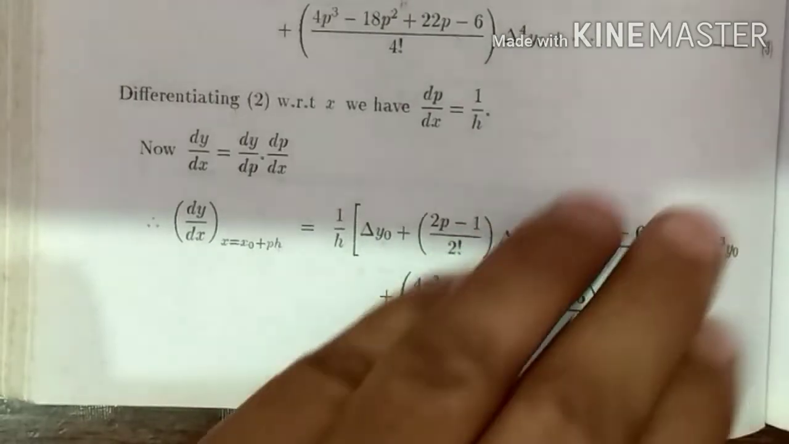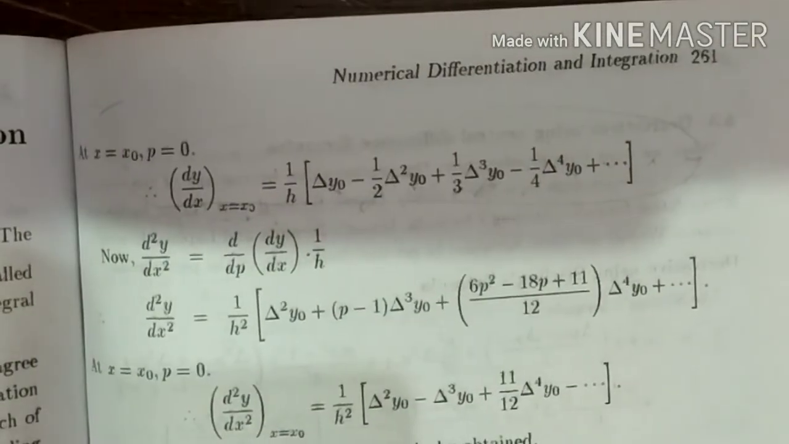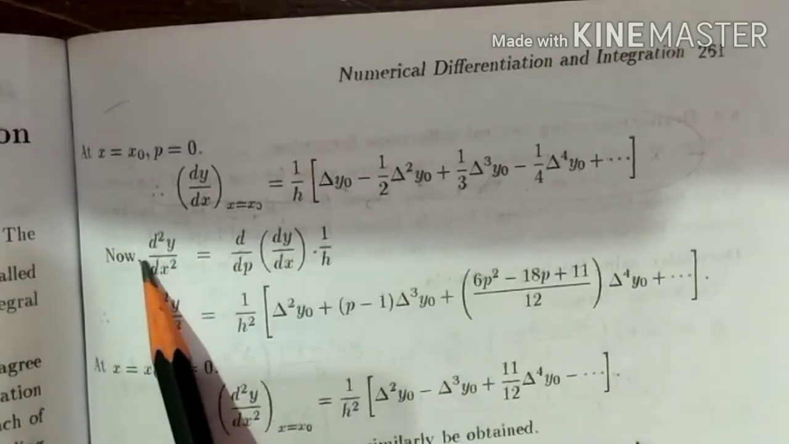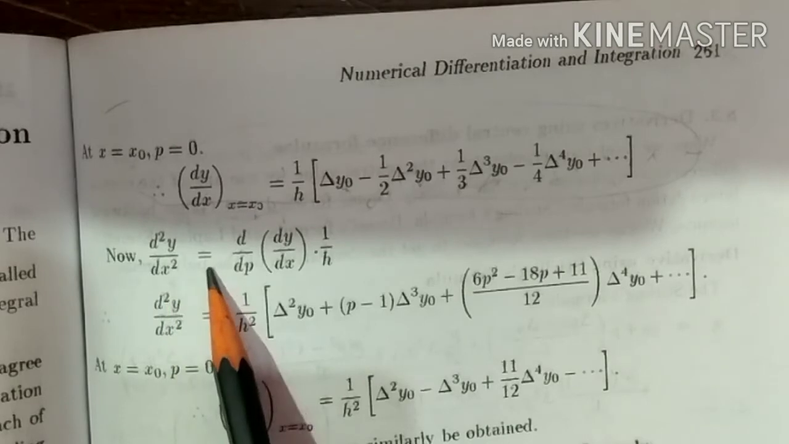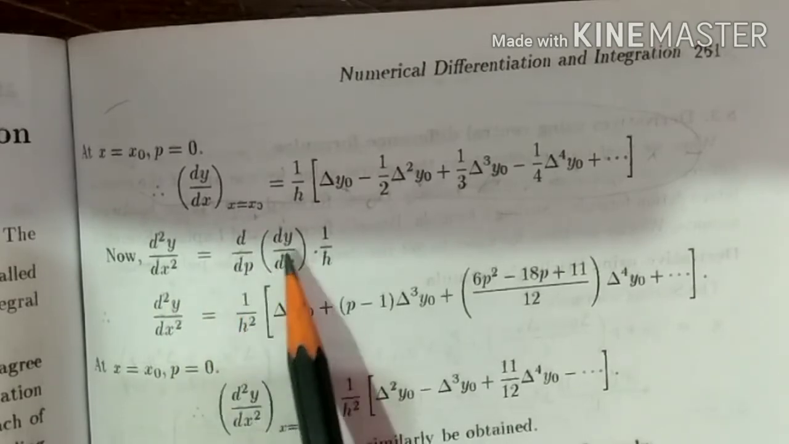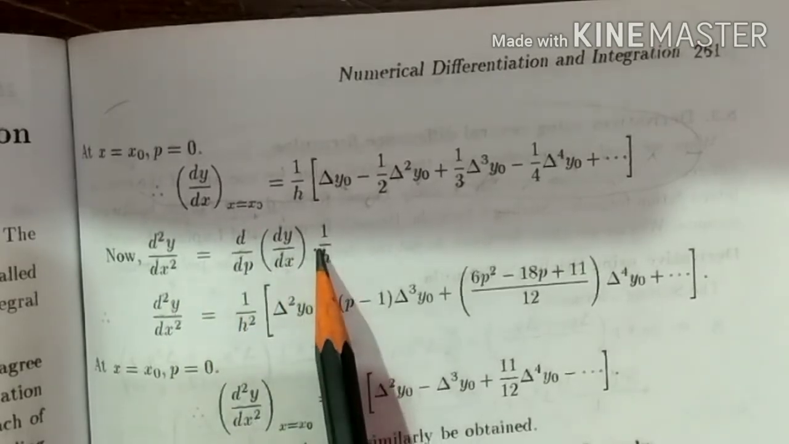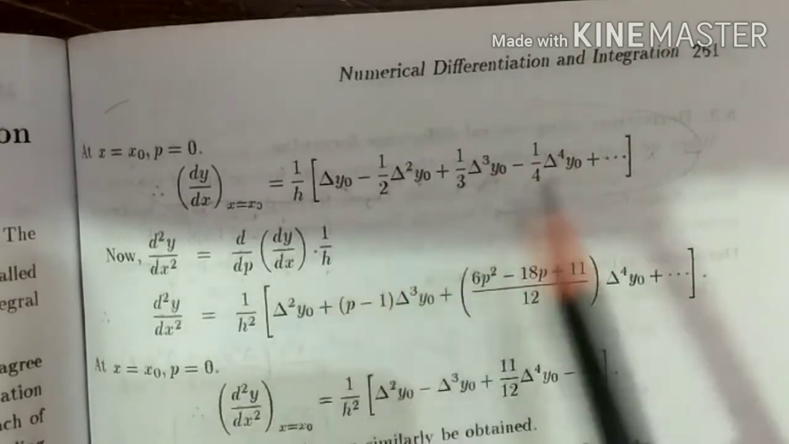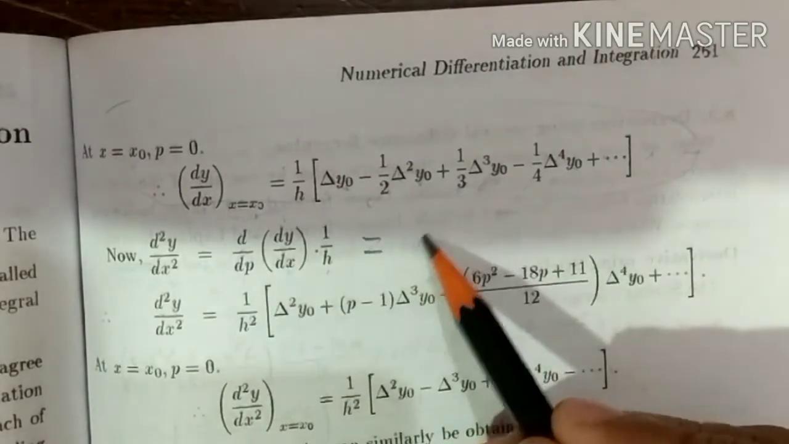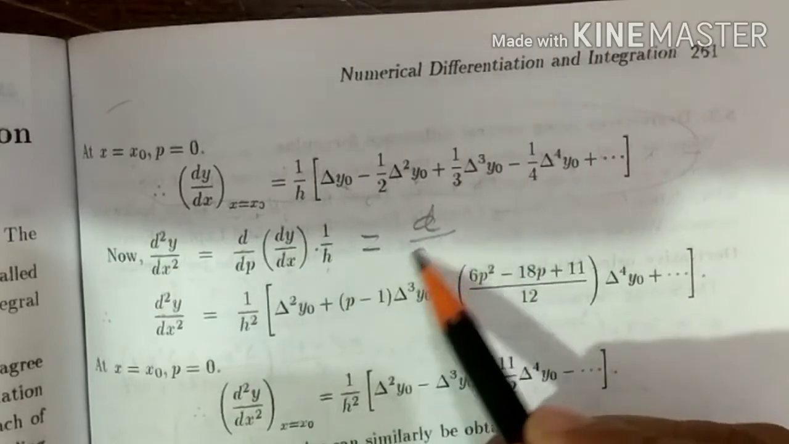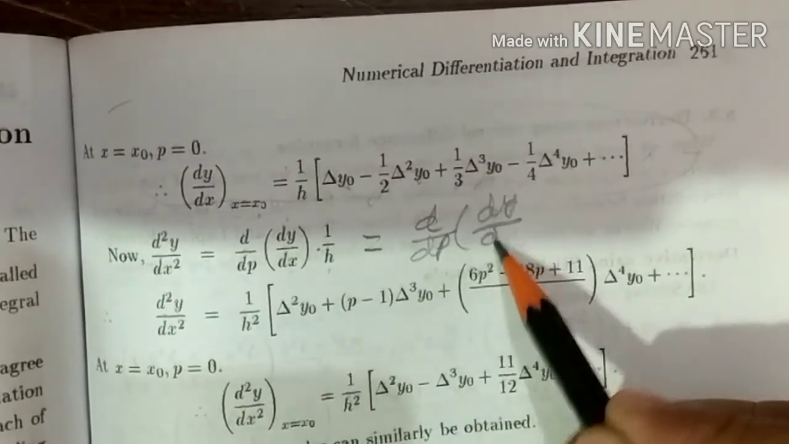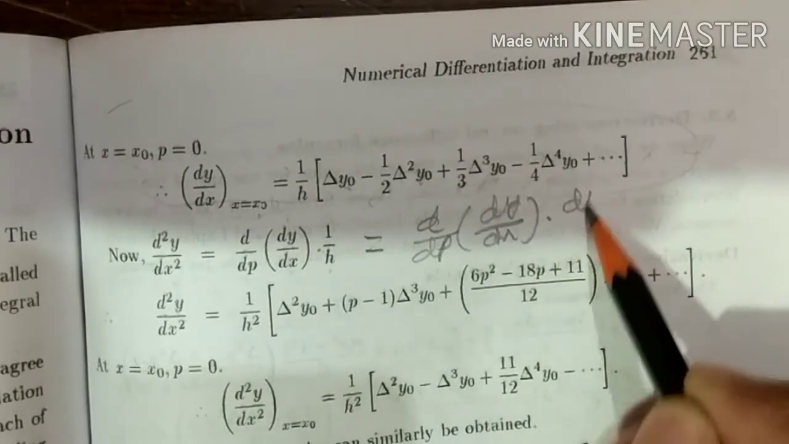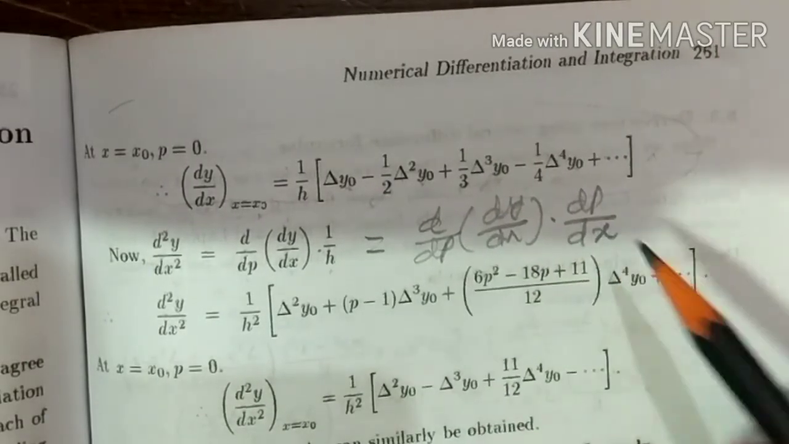Now again you have to find the higher order derivative also. In case of the higher order derivative, that means you have to find d2y upon dx square, which equals d upon dp of dy upon dx into dp upon dx. So exactly what is happening here: d upon dp of dy upon dx, into dp upon dx.